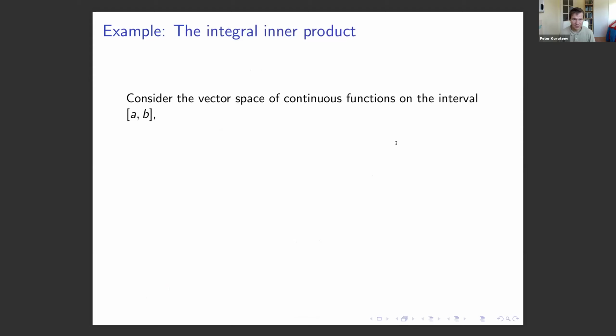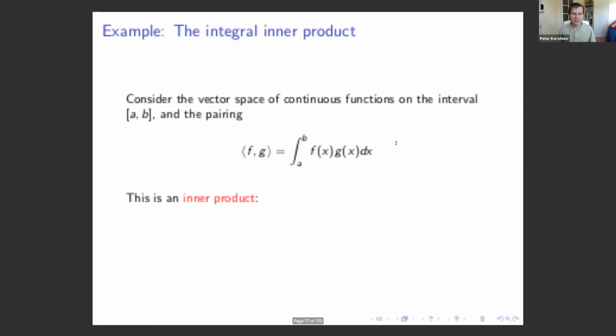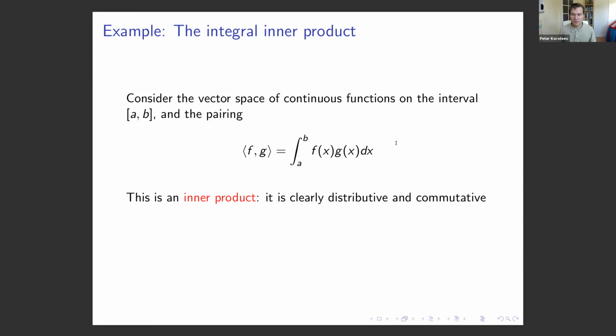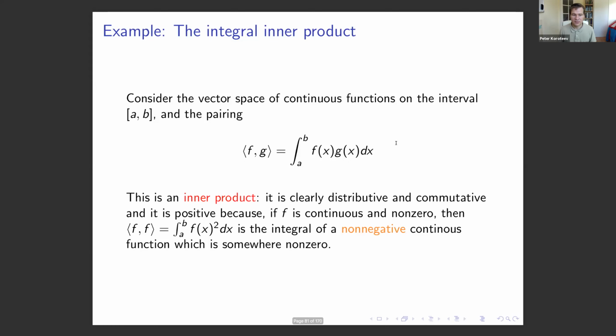Another very common example is the space of continuous functions on an interval. The pairing is defined as the integral of the product of these functions over [a, b]. Because they're continuous on a closed interval, the integral always exists, so this function is integrable and we can define the inner product like that. It's clearly distributive and commutative, and it's positive because if f is a non-zero continuous function, then the integral is positive. It's an integral of a square of a non-zero function.